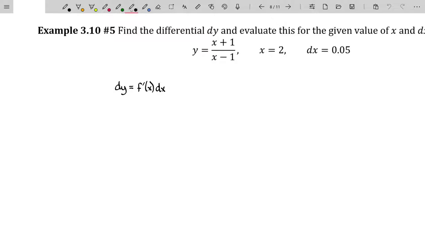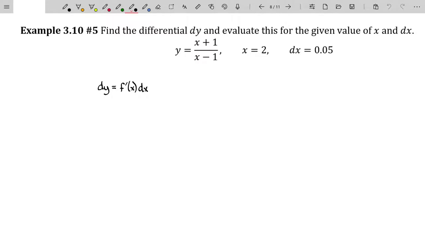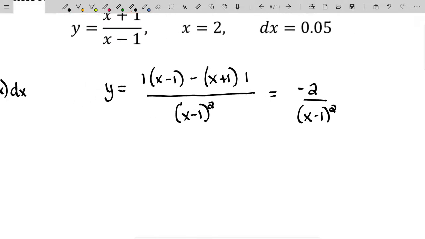So back to this problem right here. Let's go ahead and figure out what the derivative of our function is. I'll just do that off to the side here. So our function is y equals x plus 1 over x minus 1. So the derivative will be the derivative of the top times the bottom minus the top times the derivative of the denominator all over that denominator squared. So here we go. This is x minus x, negative 1 minus 1, that's a negative 2, all over x minus 1 quantity squared. Let me just double check my mathematics. My negative 1, negative 1, yep, that's it. So there is our derivative.